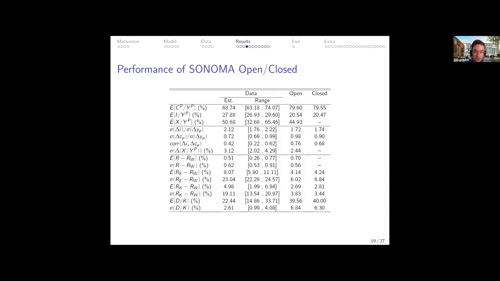So this table highlights the performance of our SONOMA model. The layout is similar to the previous table, except the columns have changed. So the data column shows the cross-country medians for our sample of small open economies. The range is essentially the 20th to 80th percentile values. The open column is SONOMA, and then the closed column is the closed version of SONOMA, which we saw in the last slide. So on the plus side, in the open economy setting, we match the volatility of external balances, of the external liabilities. And we also match the mean and volatility of the country minus world interest rate spread.